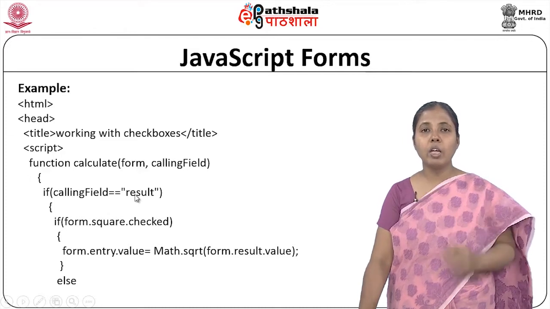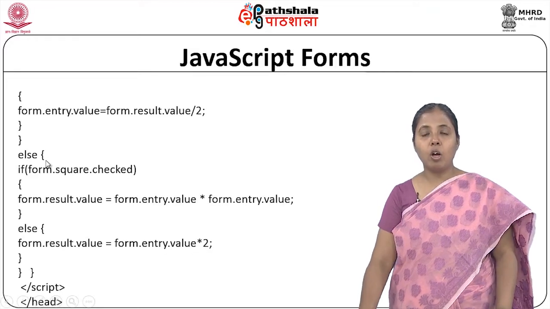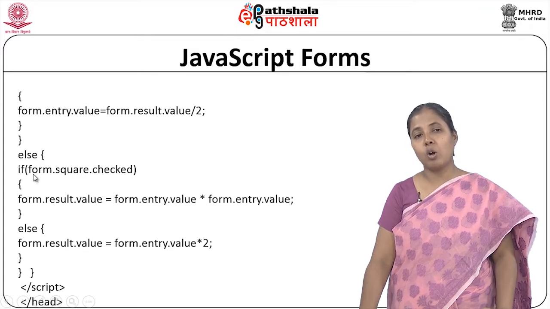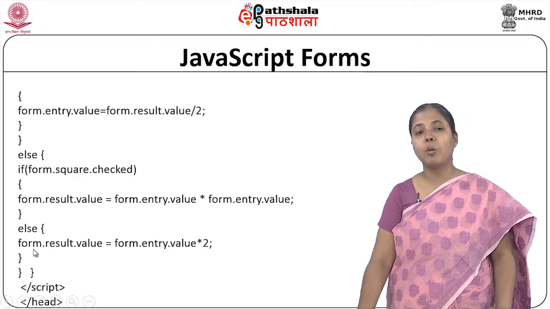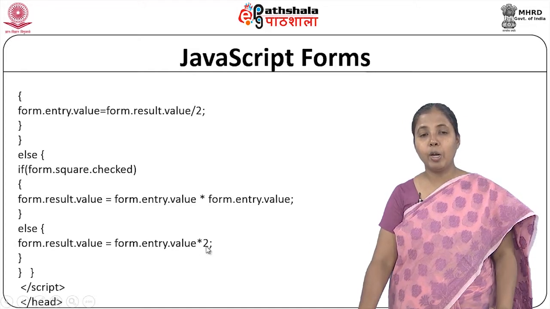So you call the event onChange from the result field. The else part will work for the entry field. Here too you are checking whether the square box is checked or not. If the square box is checked, then the result field gets the square of the entry field's value: entry dot value into entry dot value, whatever value you have entered in the entry field multiplied by itself, and that is shown in the result field. If the square box is not checked, the else part, the result is the value entered in the entry field multiplied by 2.